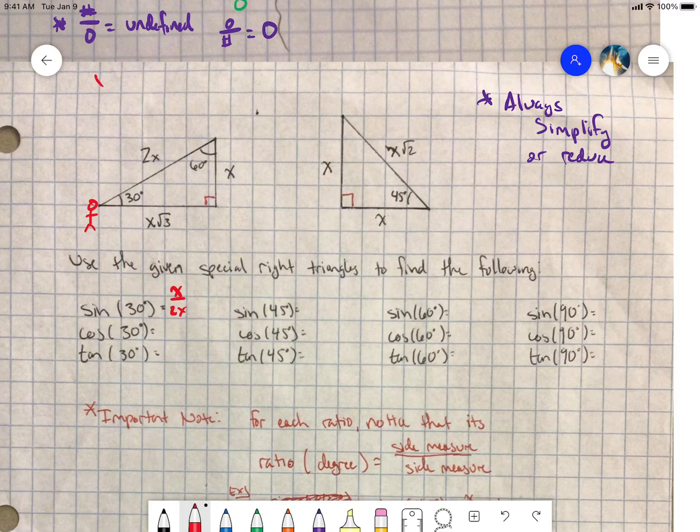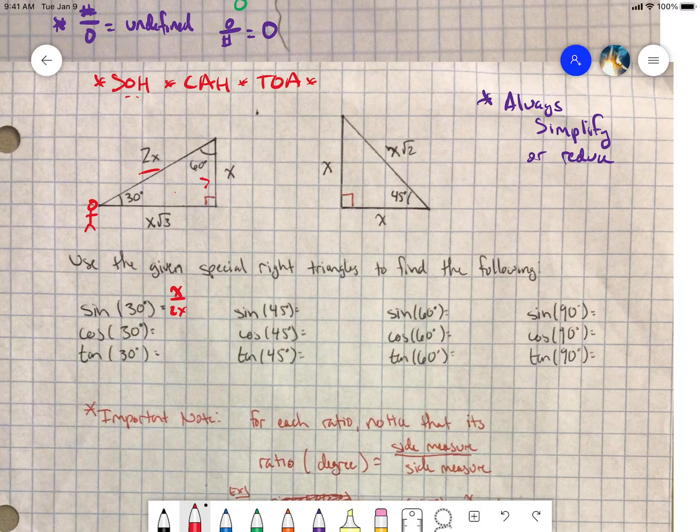So remember that phrase, SOH CAH TOA. Okay. And you remember that sine is opposite over hypotenuse. So opposite side of 30 is x. Hypotenuse is 2x, so it's x over 2x.